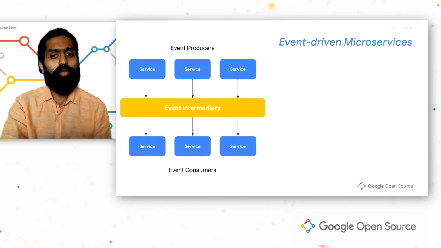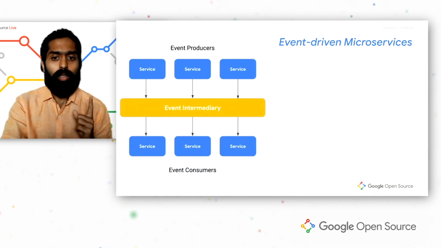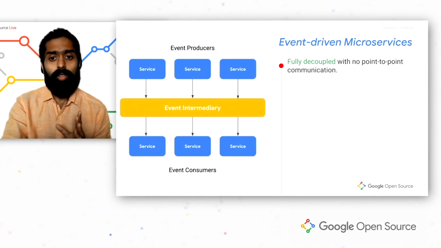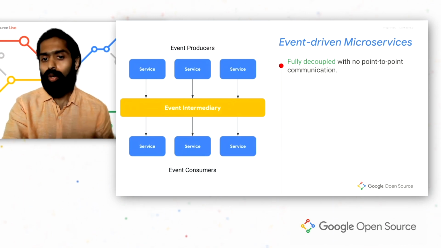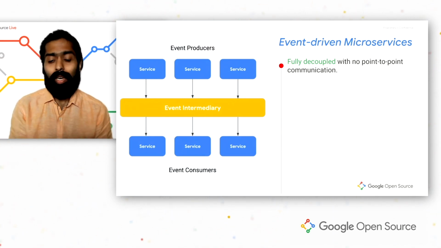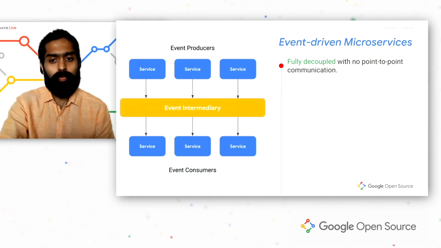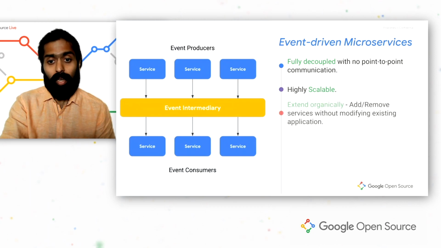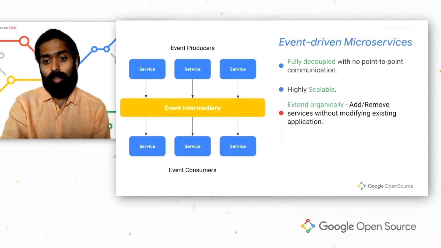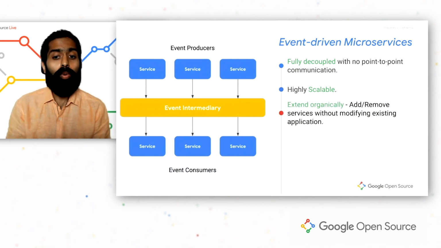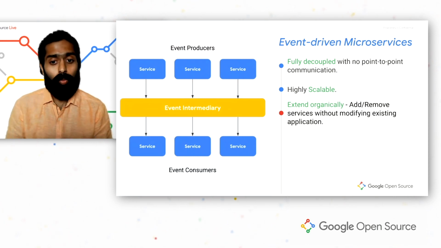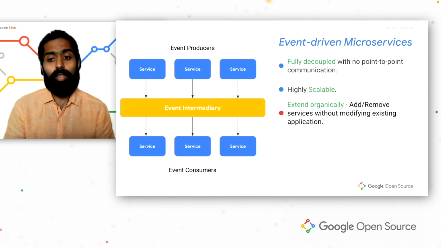So what are the benefits of this architecture? First, the services are now fully decoupled, no point-to-point communication. Producers have no idea about who will consume the event. Consumers just tell the intermediary that they are interested in a specific kind of event and the events just get delivered. This is highly scalable. Now you can extend it organically. Because there is no direct point-to-point communication between producers and consumers, one can add producers and consumers independently.